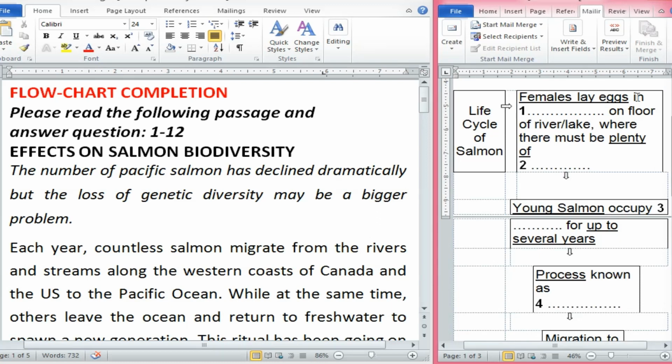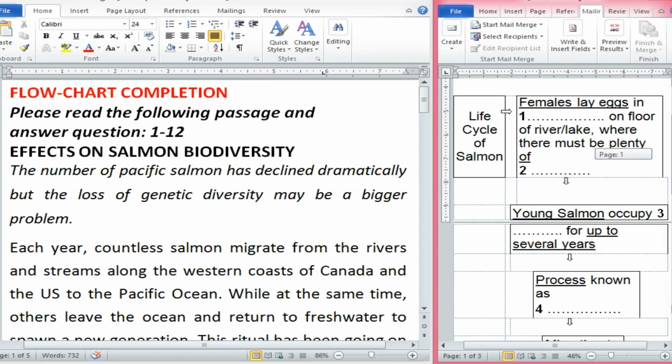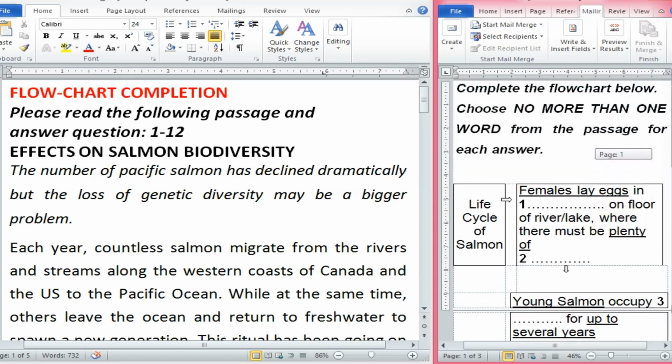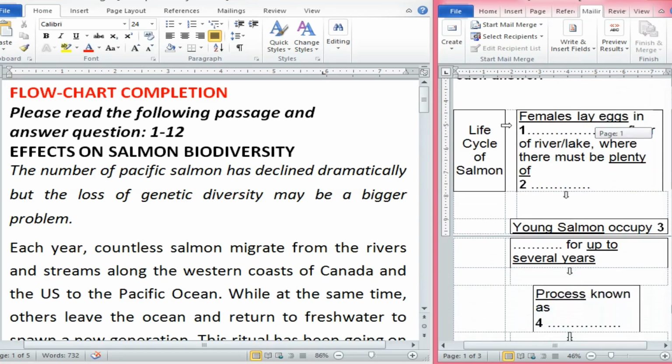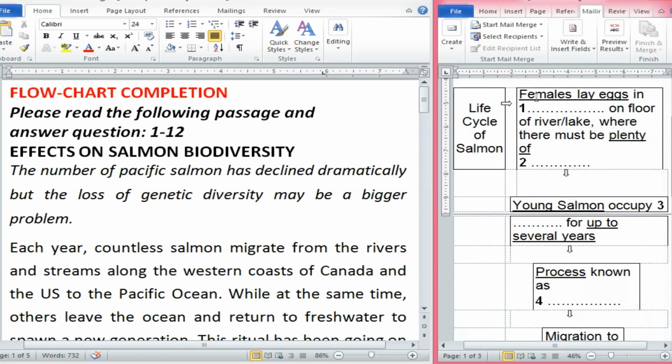So the next step is to see how many words can be written if it is a fill in the blanks type of question. No more than one word. Okay, so you cannot write your answer in more than one word. The next step is I will underline the first keywords, and for your convenience I have already underlined it, also because of technical limitation. So what will we do? We will just underline one keyword. So here it is like female lay eggs, and then we will start reading the passage.